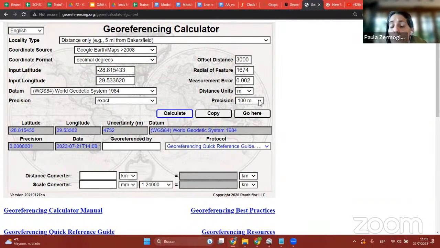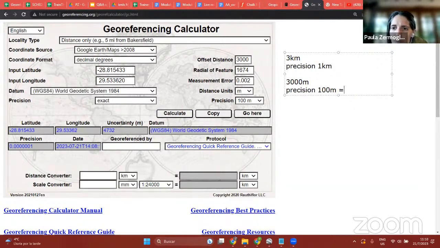Excellent. So in the first calculation, we had 1 kilometer of precision. So let me write it down here. When we had 3 kilometers, right? In the description, we said the precision is 1 kilometer. Now, when we have 3,000 meters, we're saying that the precision is 100 meters. So here, 100 meters is 0.1 kilometer. So we're being much more precise when we're using a smaller unit. And so that's why the uncertainty is smaller, because we're being more precise in the second case.